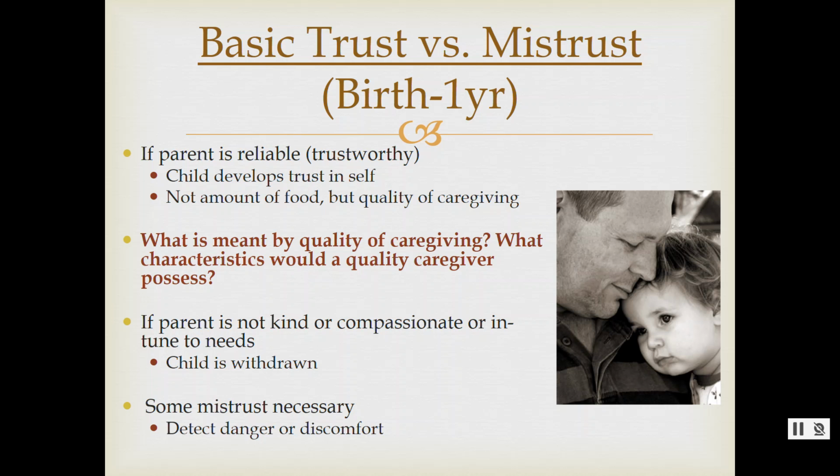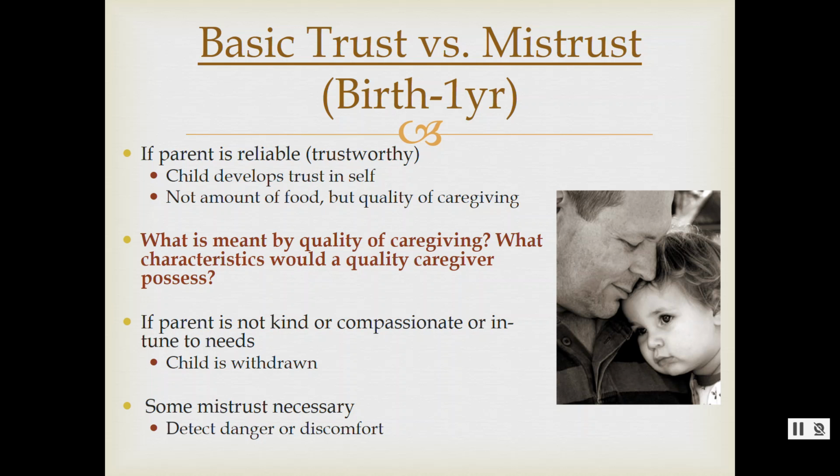If the child does not get that from the parent or the caregiver, if the caregiver is not kind or compassionate to the child, or not in tune to their needs, not changing them, not feeding them when they need to, the child will start to withdraw and therefore start to develop mistrust in their caregivers.